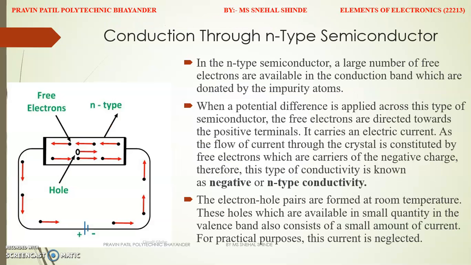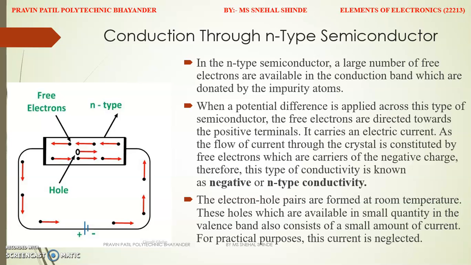Now we will see conduction through the n-type semiconductor. In this figure, we have taken the n-type semiconductor and we have connected a battery source, positive, negative, to the n-type semiconductor.